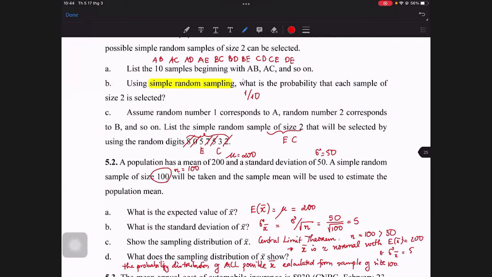This is a theoretical question. So what does it mean? It means that if we have a population, and from the population here we select random samples of size 100, of the same size, and then we calculate the values of X bar from each of these samples here.